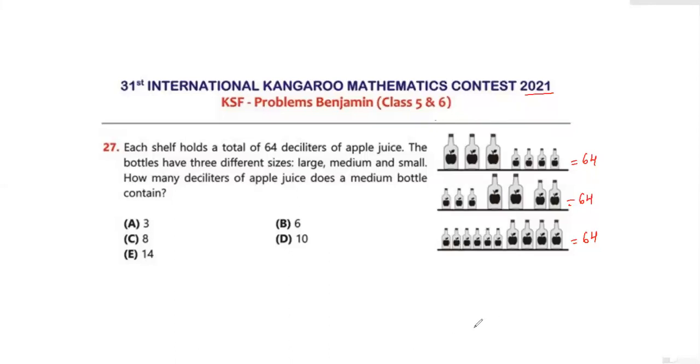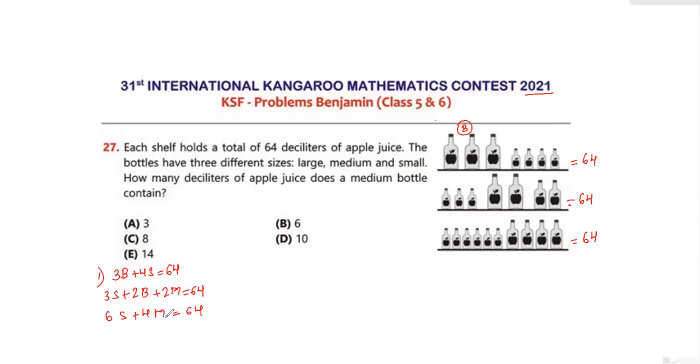There are two ways to do the question. You can make equations. So the first equation is you have three big bottles and four small bottles, which equals 64. Then here you have three small plus two big plus two medium, which will give me 64. And then you have six small plus 4 medium, which will give me 64.